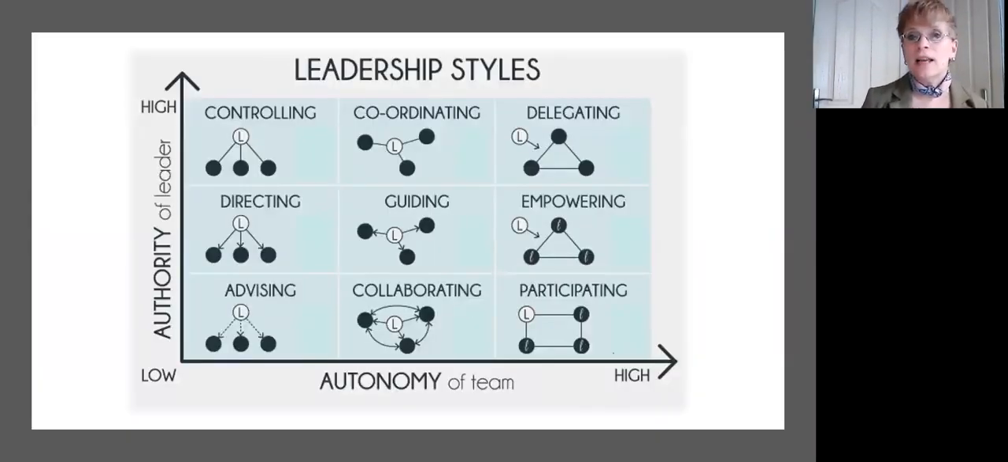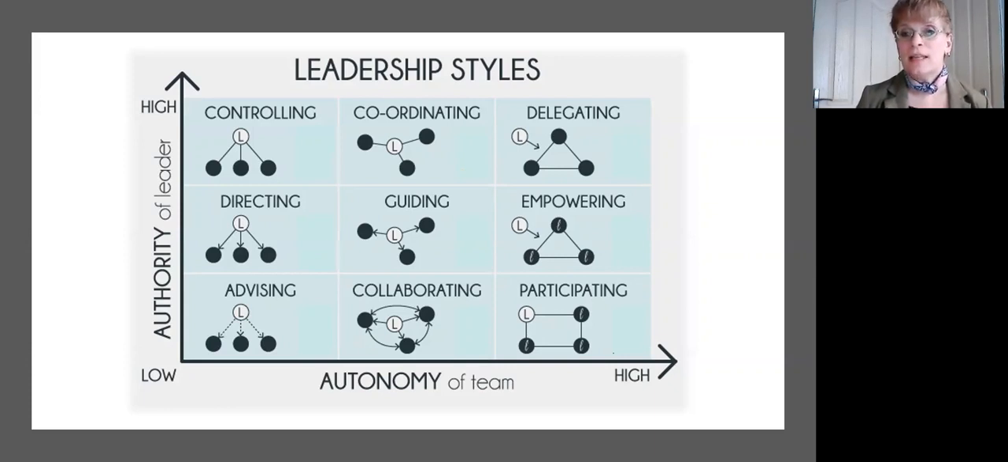Talk about styles. Styles are a balancing of two things: the authority of the leader from low to high, and the autonomy or independence of the team. And it's a balancing act between those two. At times, you will need high authority of the leader and low independence of the team. That's controlling. That's not really good leadership. If it's an emergency, it calls for one person acting. But that's about the only time. If you have very low authority as a leader and low autonomy of a team, well, you're just advising people. That's like generally being an advice giver, but not really a leader. And they're not that active.